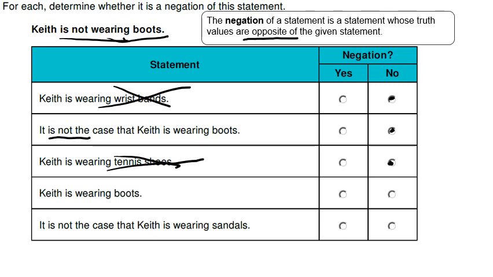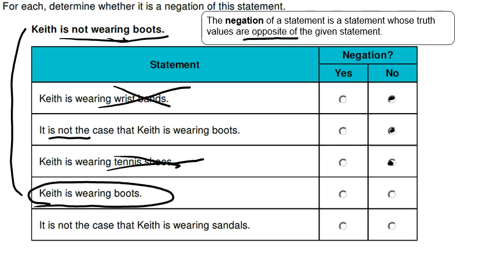Keith is wearing boots. Now here we go. This is the negation because that is, quote, the opposite of not wearing boots. So you can quite obviously see that this is definitely a negation of this. It is not the case that Keith is wearing sandals. Once again, we're not even talking about sandals. So this statement has nothing to do with the statement we're talking about. So this is not a negation.